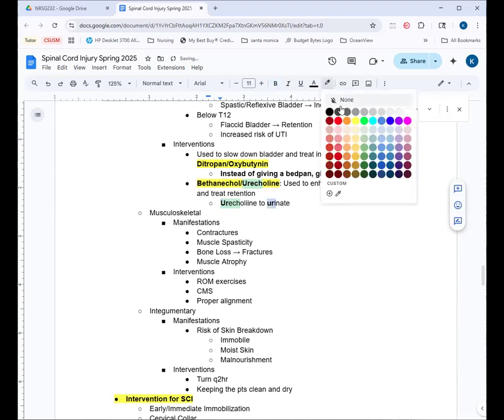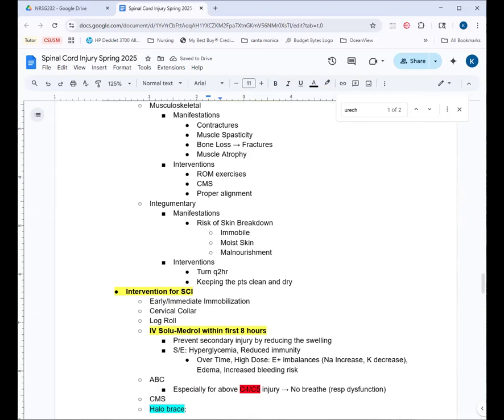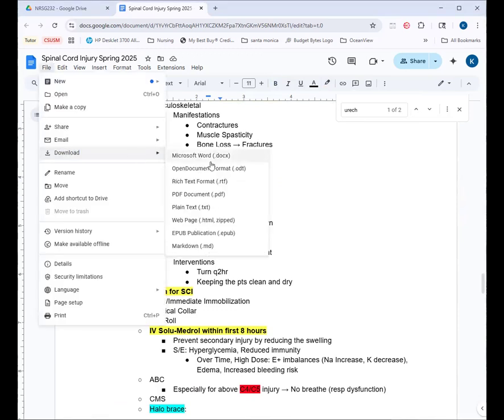For me, my brain doesn't work too good, so I would probably just remember this one. I usually just try to remember one or the other, and then the other one will come to me, but that's just me personally. But here's his two ways to remember stuff. So Ditropan: instead of giving a bedpan, give Ditropan. And then Urecholine to urinate. And that'd be it for spinal cord injury.